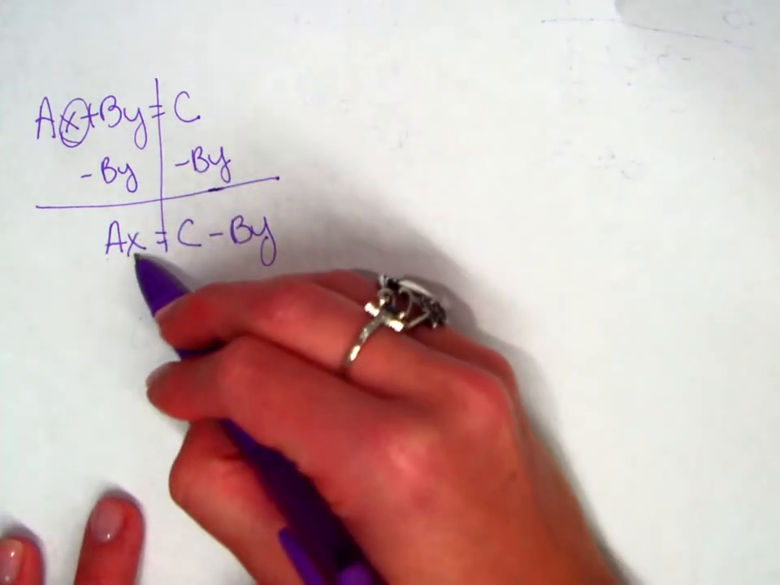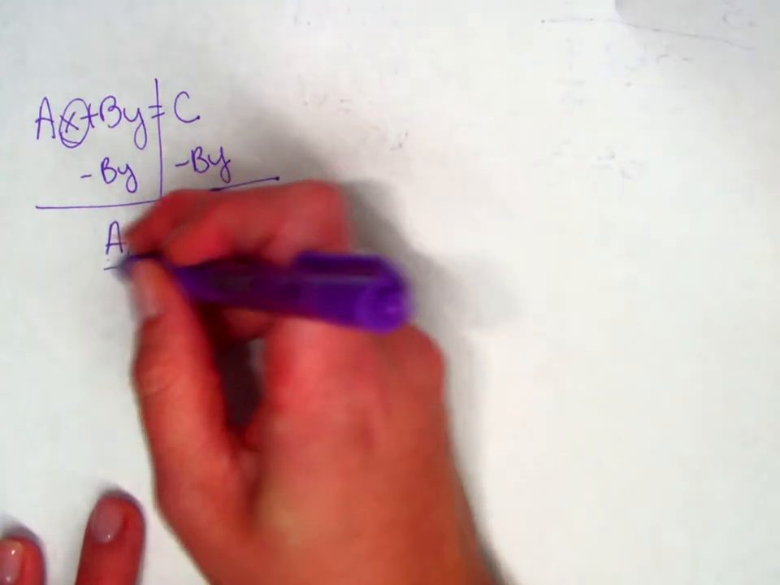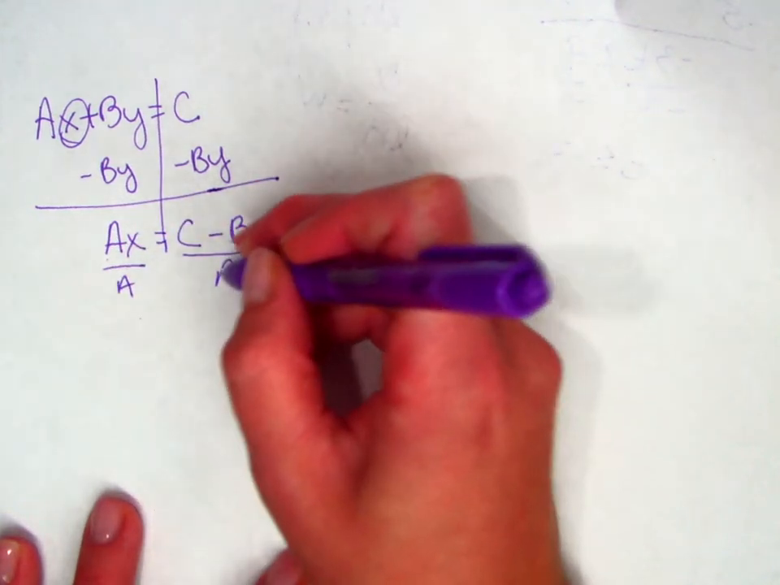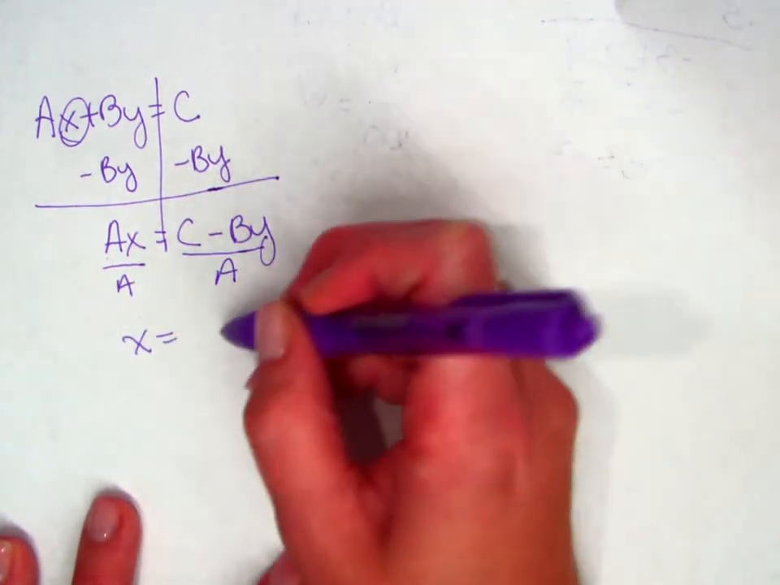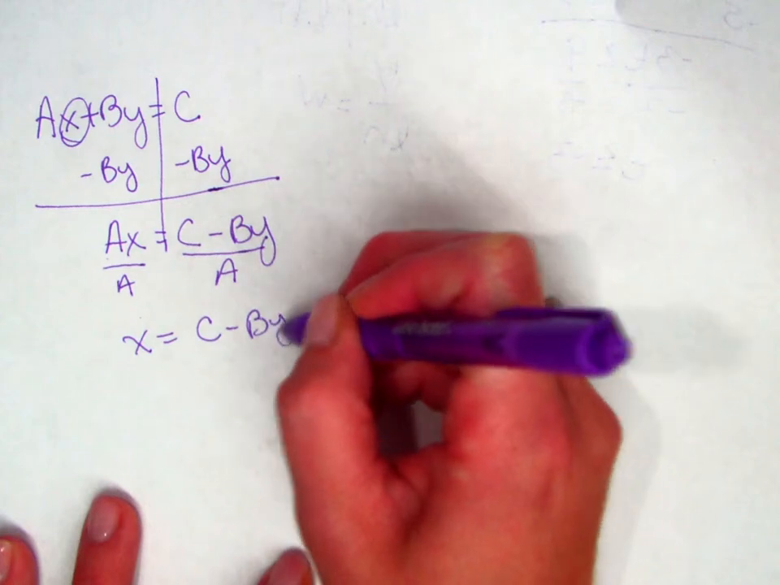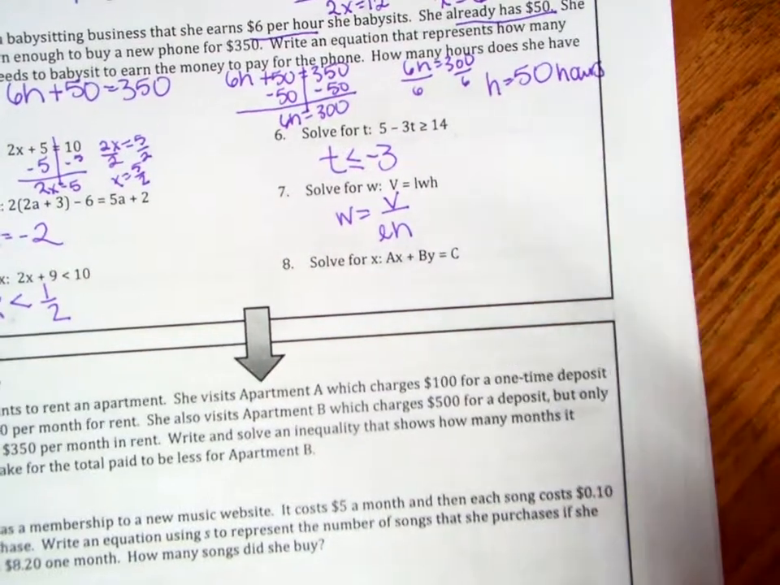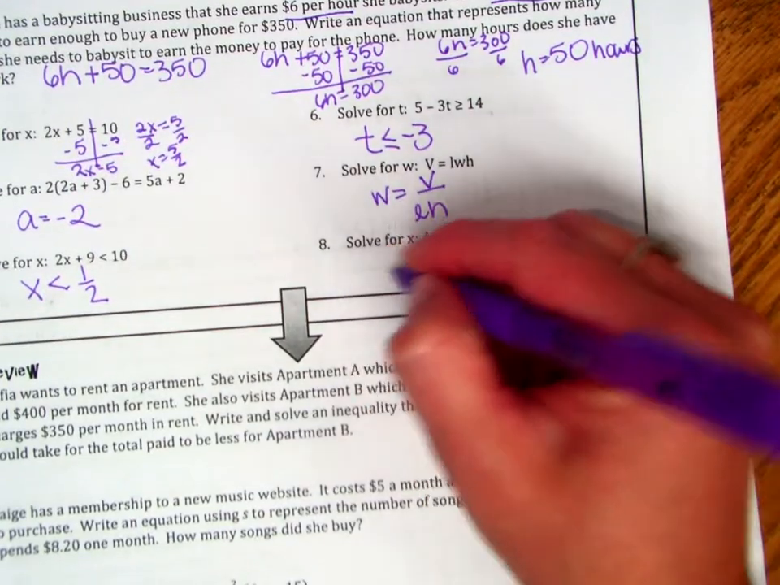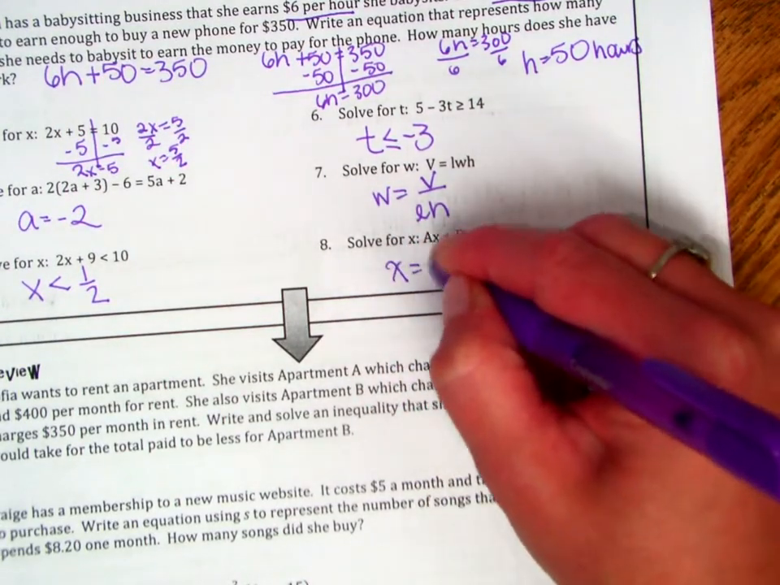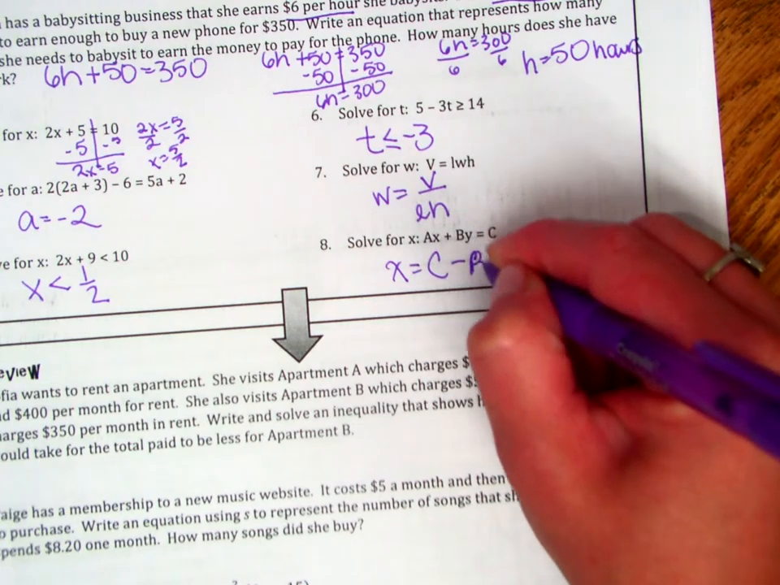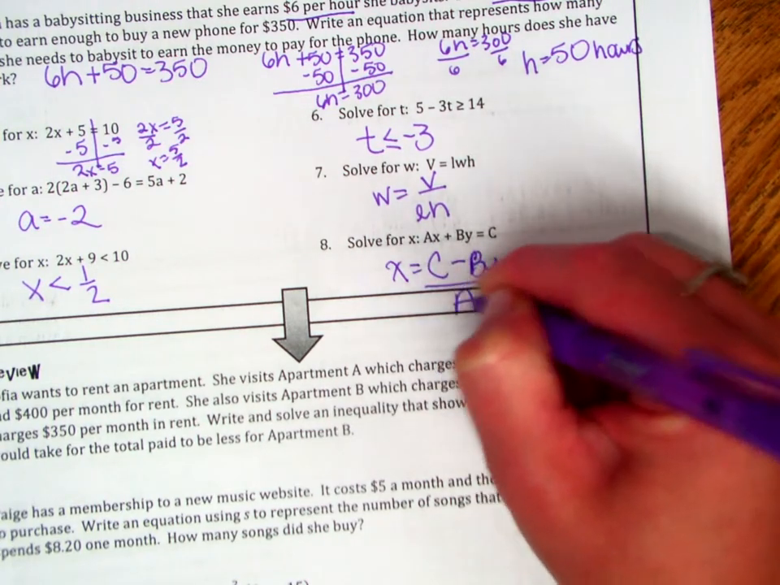Then I've got a times x. Still need to get x by itself. So divide both sides by a. So x is equal to c minus by, all over a. So for number 8, x equals c minus by, all divided by a.